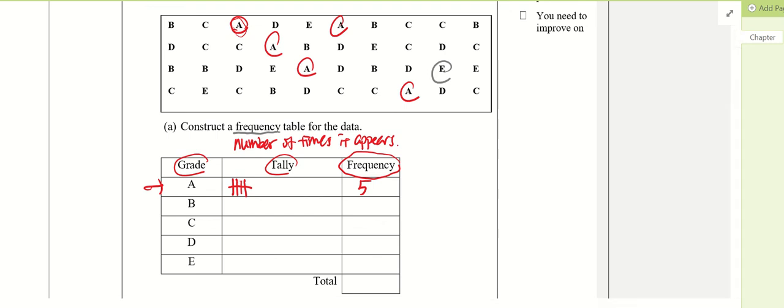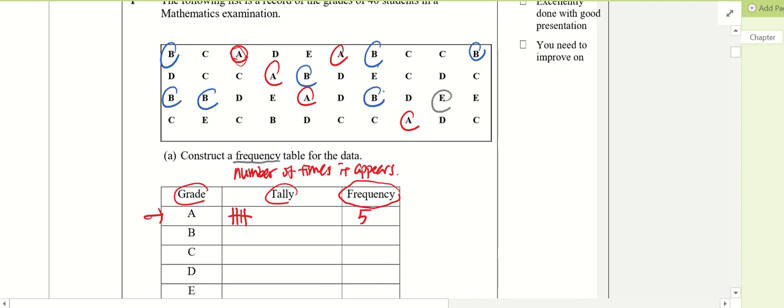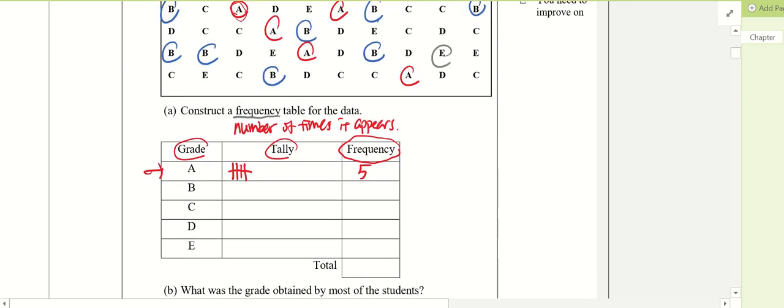So you can do this for B. Let's do it together. 1 time, 2 times, 3 times, 4, 5, 6, 7, 8. I hope I'm not missing anyone out. Okay, so there are 8 of them. 1, 2, 3, 4, 5, 6, 7, 8. Right, so 5 plus 3, so 8.